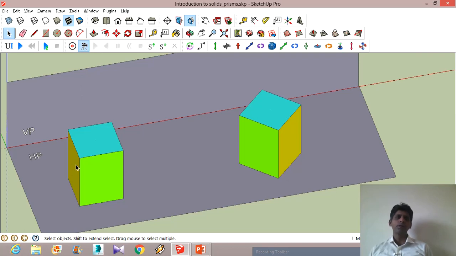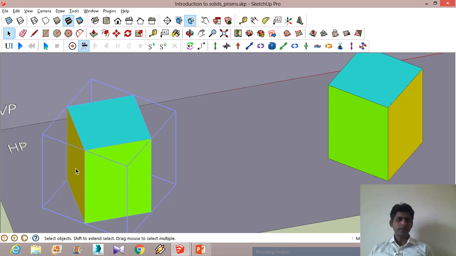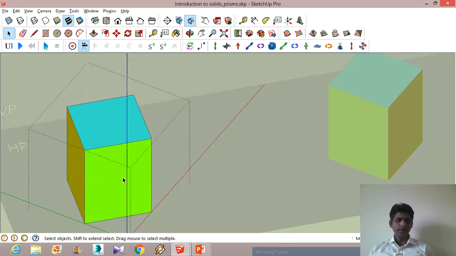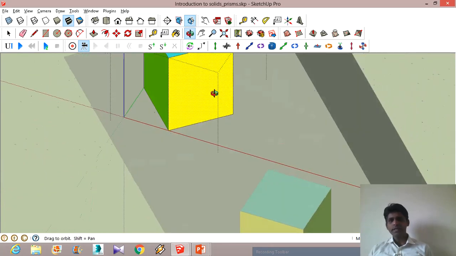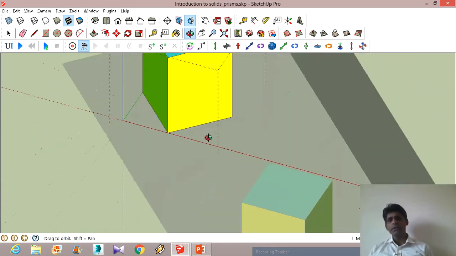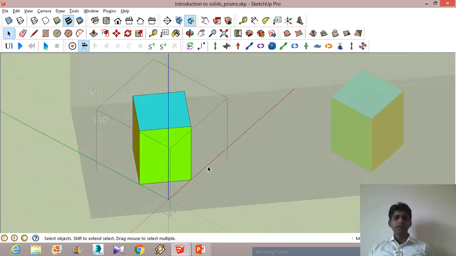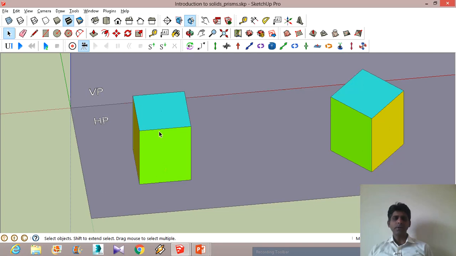So we will consider only the sides, that is this particular side here, this side here, and this side, and one more side which is this one. So there is a top face and a base and four lateral faces for this particular prism. It's a square prism because its base is a square.